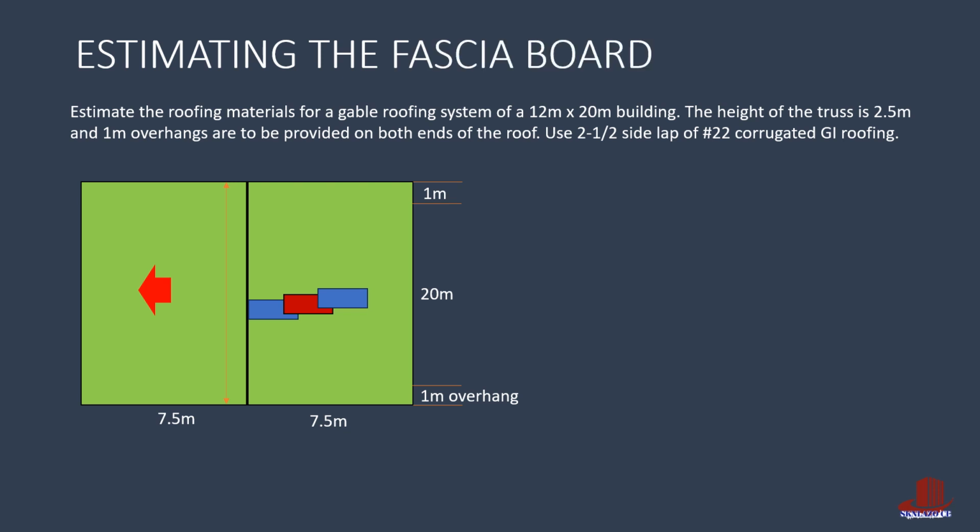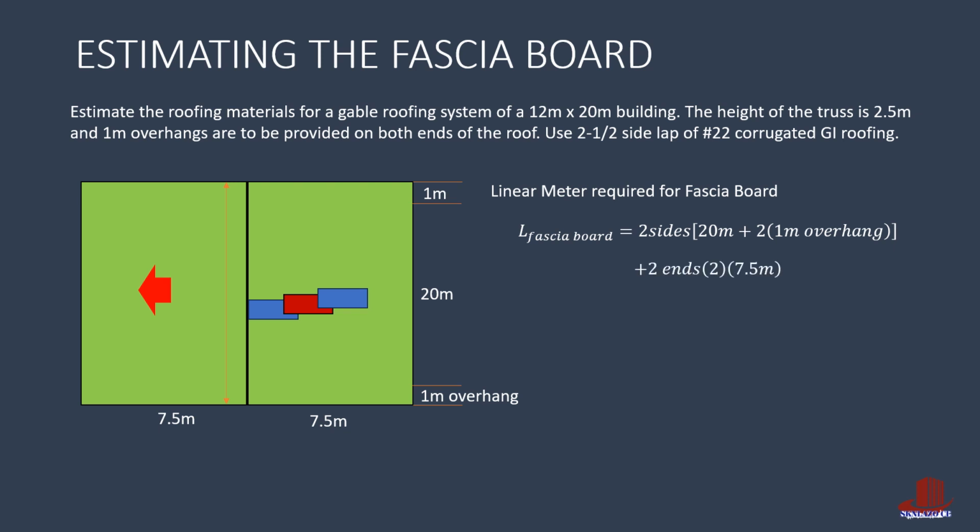Moving on to estimating the fascia board. The fascia board acts like the sidings of the roof. Its total length can be taken from the two sides multiplied by the length of 20 meters plus the 1 meter overhang on each end, plus the two ends times 2 roof leaves of 7.5 meters. This gives a total of 74 meters.